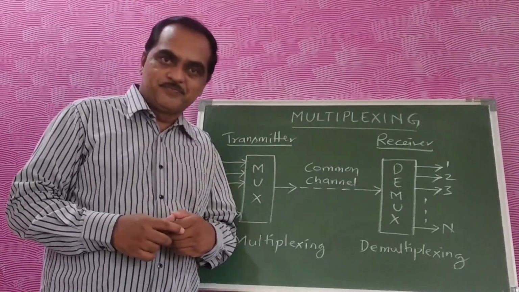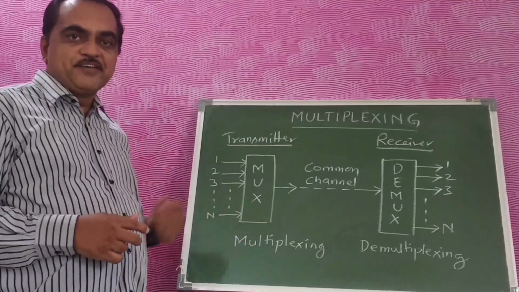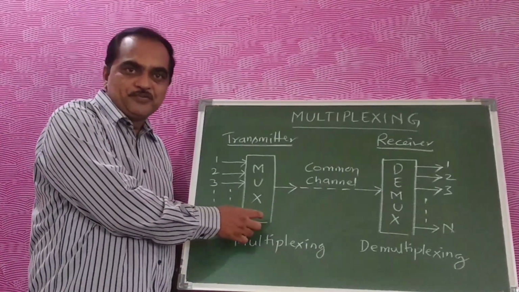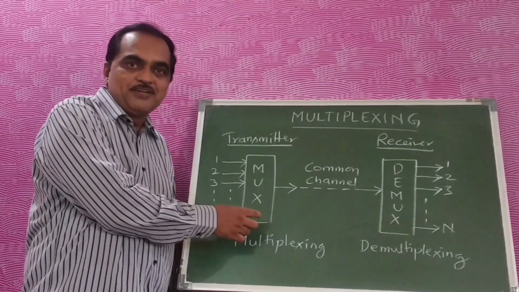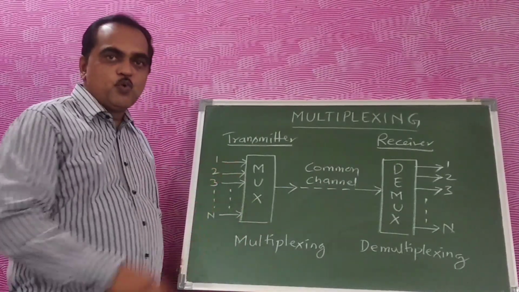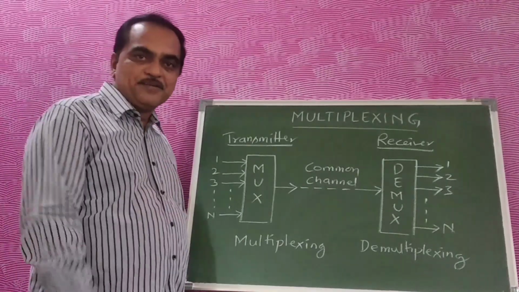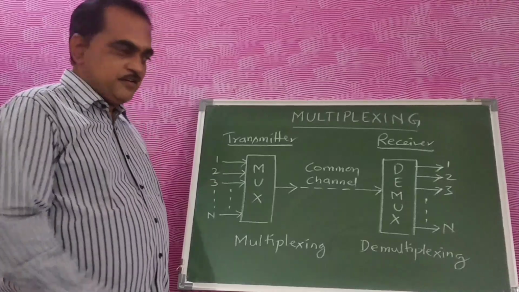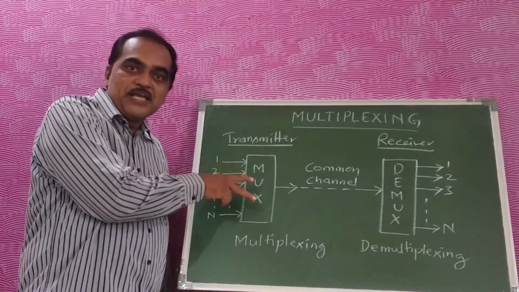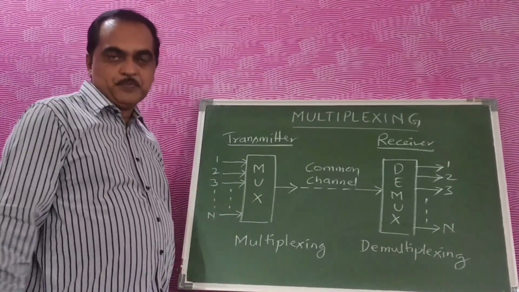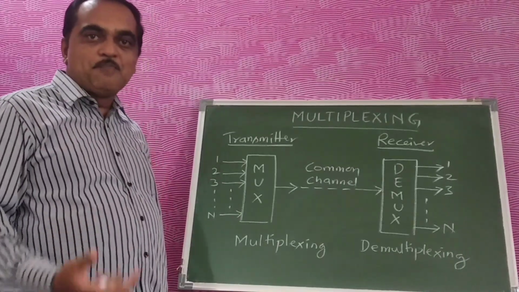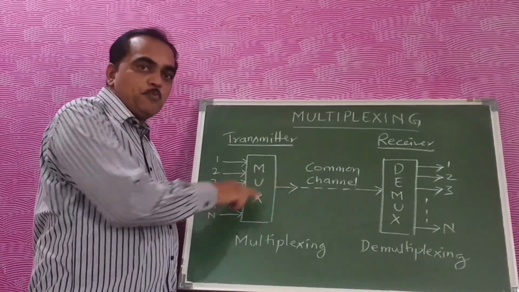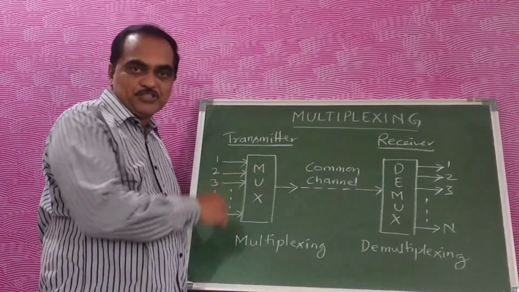As I have shown in this simple diagram, we have a multiplexer, and for that multiplexer I have given many inputs: 1, 2, 3, 4, dot dot dot till n. Those inputs are nothing but different signals. Different signals are going to get combined in the multiplexer. A multiplexer is a circuit which will combine many into one. So it will combine them on a composite signal.